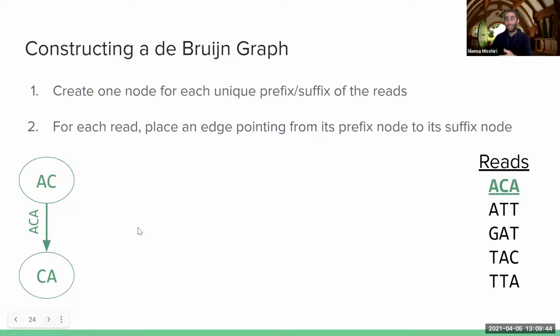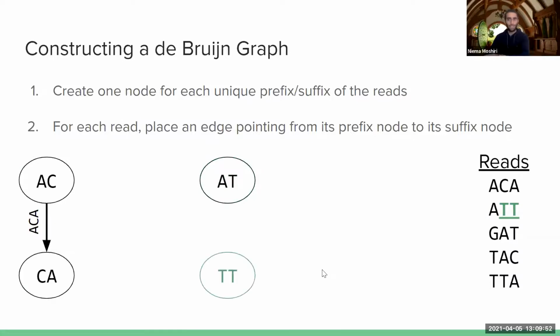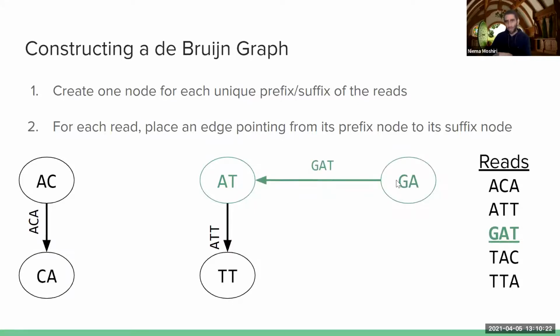So the next read is ATT. The prefix is AT, so I'm going to make a node for AT. And then the suffix is TT, so I'm going to make a node for TT. And then the read itself, ATT, represents a link from AT to TT, from the prefix to the suffix. Next one, GAT. GA is a new node, and AT, you'll notice I already have a node. Remember, I'm making a node for each unique prefix or suffix, so I don't make another node AT, I just reuse the existing one. And then GAT is an edge, a link from GA to AT.